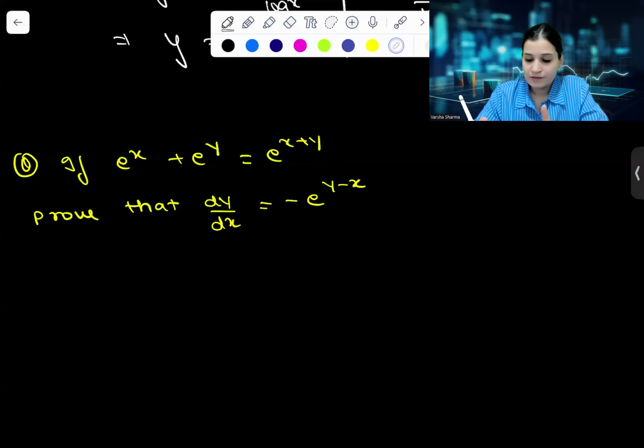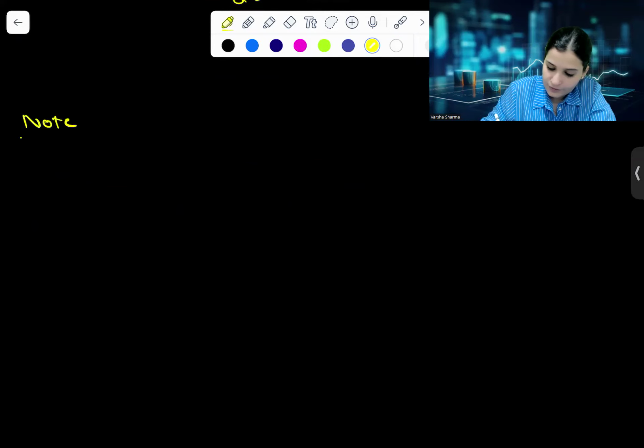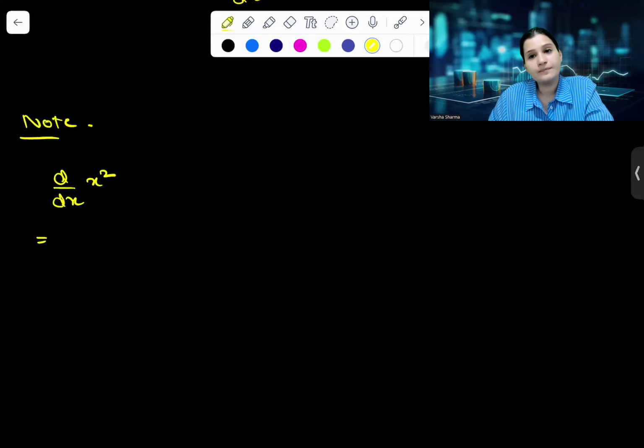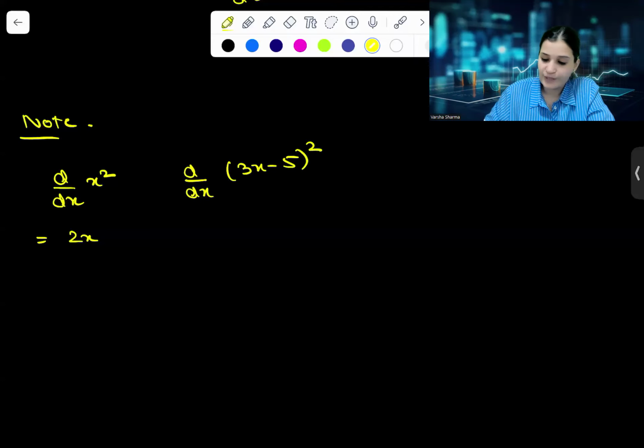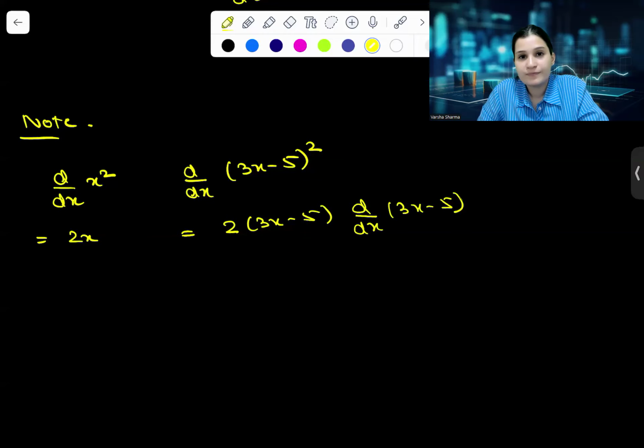Getting minus e to the power x plus y. Okay. Now, in order to do this, you need to understand one thing first. When we differentiate x square, what do we get? 2x. Okay. But if I differentiate 3x minus 5 whole square, what do we get? X square, so 2x. But instead of x, we have the term 3x minus 5. So chain rule says differentiate again. Yes or no? Yes, ma'am.